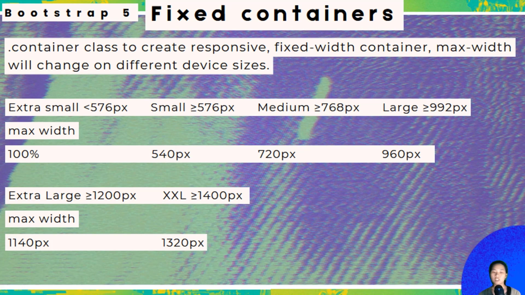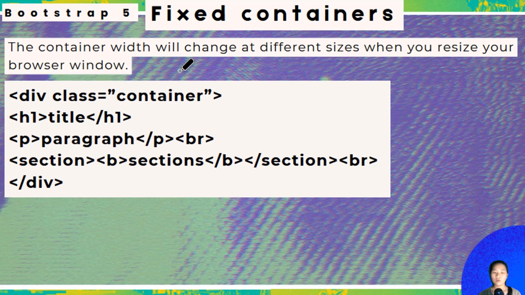Next up, we're going to be taking a look at fixed containers. So the container class creates a responsive fixed width container. Max width will change depending on device sizes. And here I have a little chart. Well, not a chart, a listing of the different device sizes as well as the max width of the fixed containers. For now, you don't have to pay too much attention to this. I understand that this could look a little bit confusing. Right now, the main thing is just to get familiarized. Okay, let's move on.